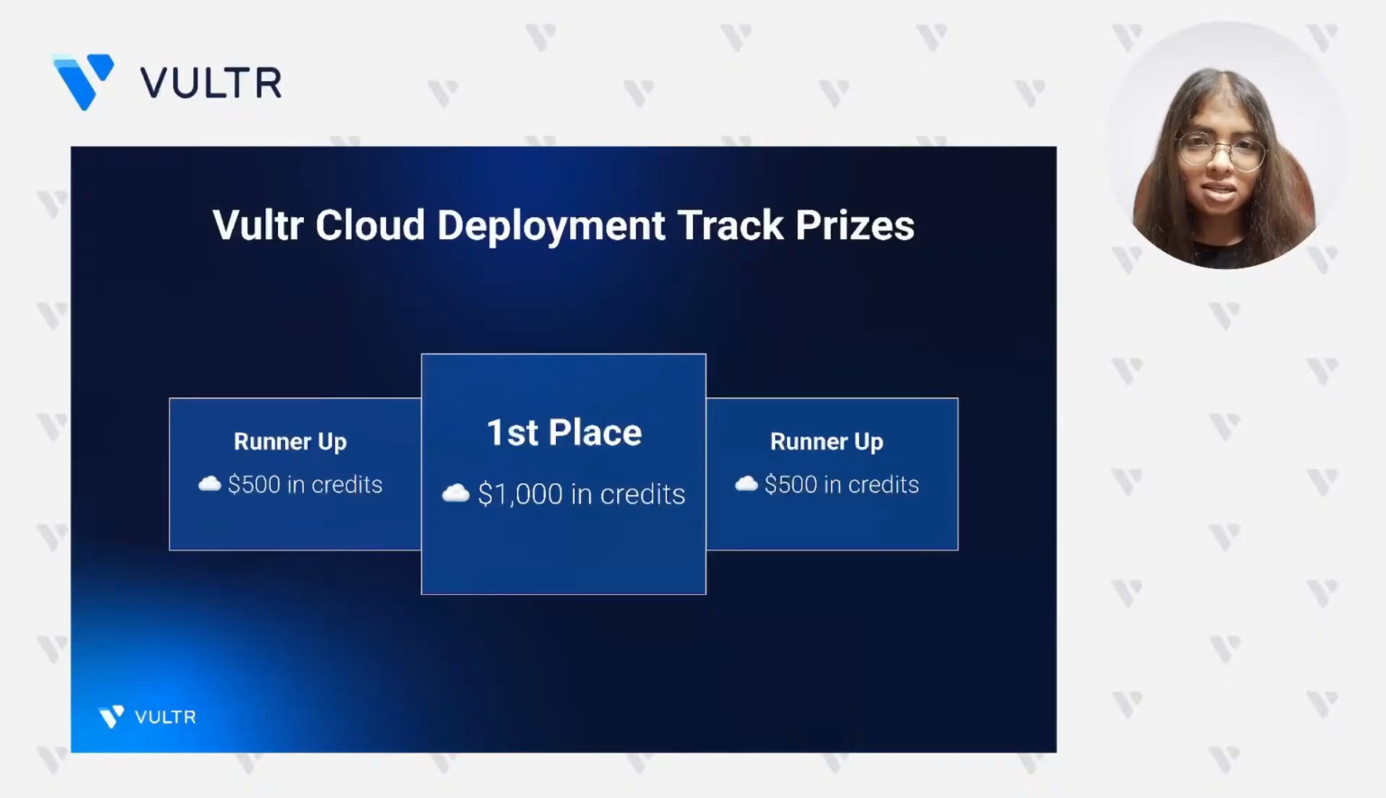Vultr Cloud credits. First place will receive $1,000 in Vultr Cloud credits, perfect to take your prototype to production, experiment with GPUs, and even launch a global deployment. On the other hand, the remaining 2 runner-ups will receive $500 in credits, giving you a strong head start to continue refining your project or building new ones.